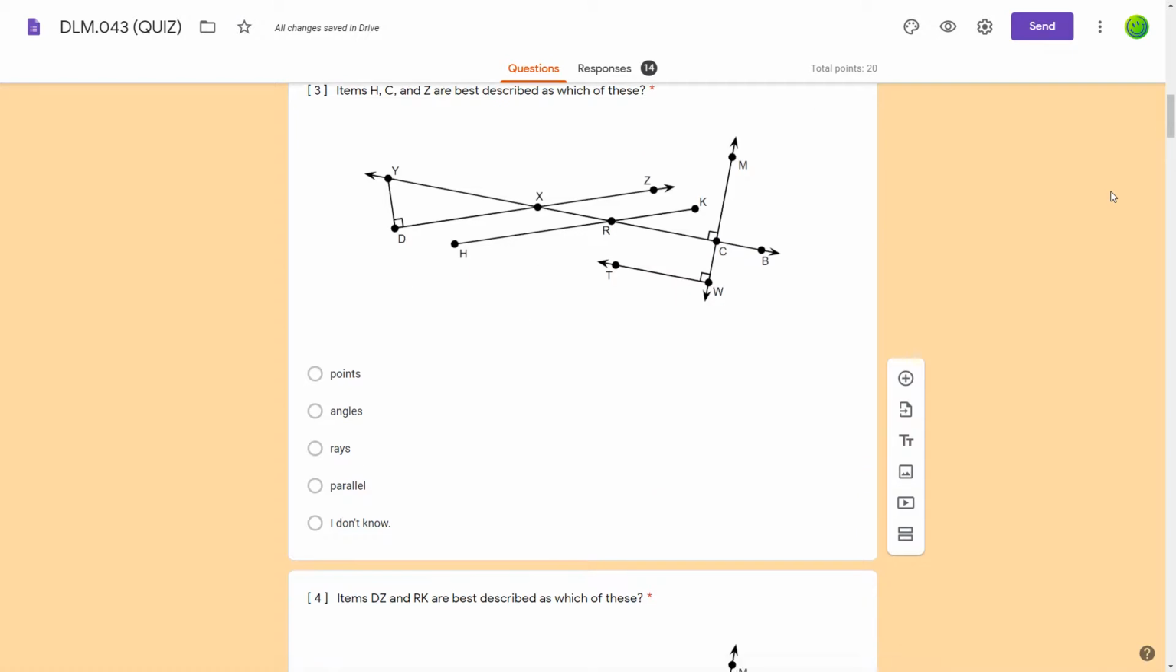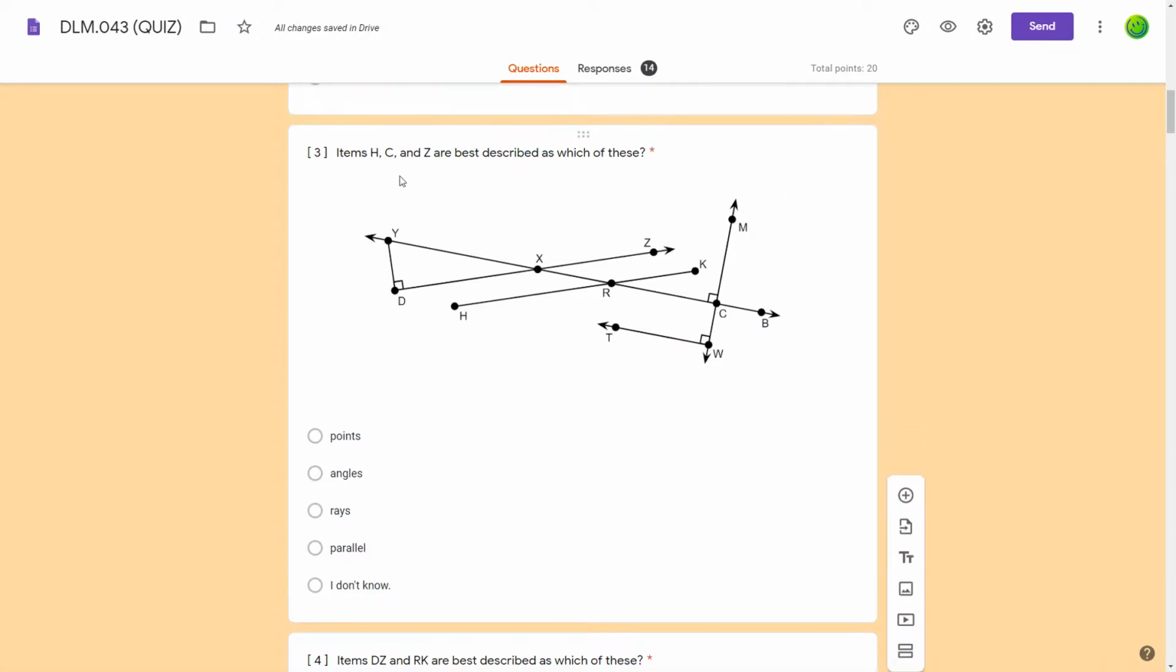And number three. Now these are not together. They have commas between them, so it's going to be three separate things. They say items H and C and Z are what would you call them? Best described as which of these? So I look at H, it's there by itself. And then C is over here, again not connected. And they have Z. And Z is over here.